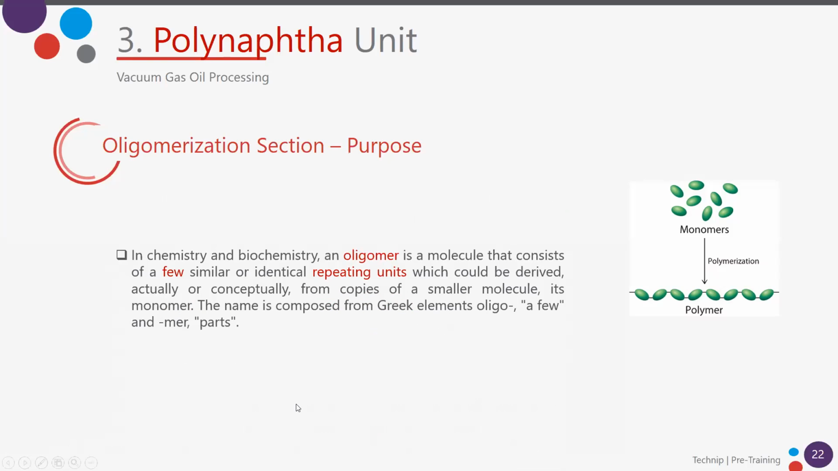What is the difference between an oligomer and a polymer? We will see. In chemistry, an oligomer is a molecule that consists of a few similar or identical repeating units, which could be derived actually or conceptually from copies of a smaller molecule. It's the monomer that we call it, okay? The name is composed from the Greek elements oligo, a few, and mer, parts. So an oligomer is a molecule in which you repeat the same molecule a few times.